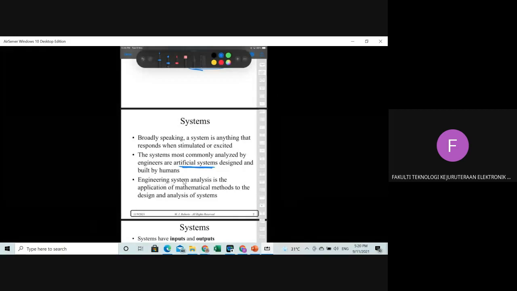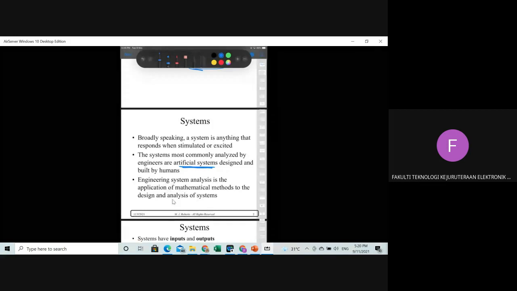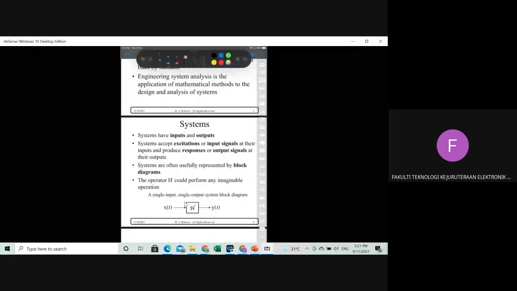Engineering system analysis is the application of mathematical methods to design and analysis. Here you know that a system has inputs and outputs. This is a simple system, and this is the simple block diagram. Normally x(t) is the input signal and y(t) is the output signal.